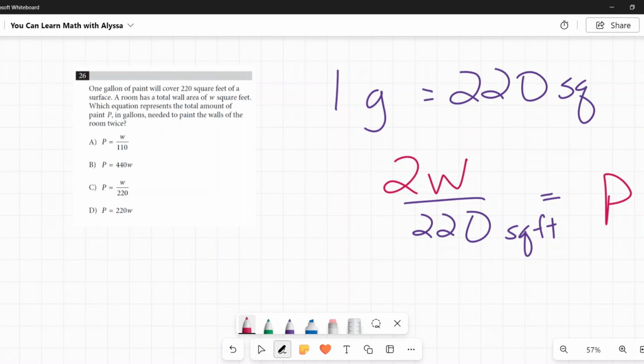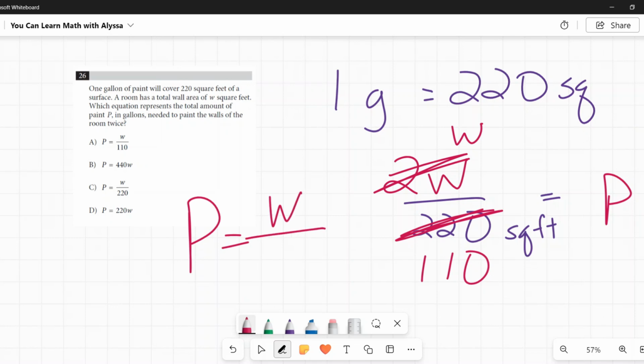Okay, now do we see 2W over 220 anywhere over here? No, we don't. And that's because 220 is divisible by 2. So this fraction can be simplified. We can take this 2 out of both of them. So we can divide the top by 2, and that just leaves W. We can divide the bottom by 2, and that leaves 110. So my final equation is P equals W over 110, and that is A.